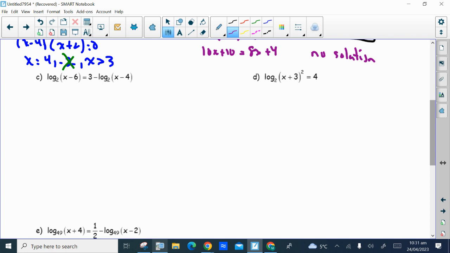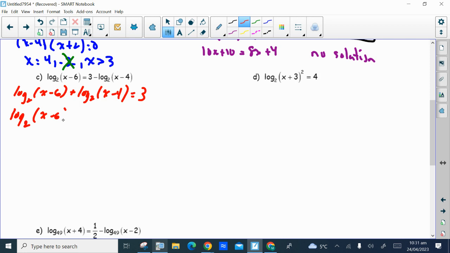All right, looking at question C. Again, I would simplify by collecting the logs together. I would add log base 2 of x minus 4 to both sides. And that just leaves us with the number 3 on the right. On the left, I would use the product law to simplify because you're adding logs with the same base. You can simplify on the left by multiplying out the binomials.